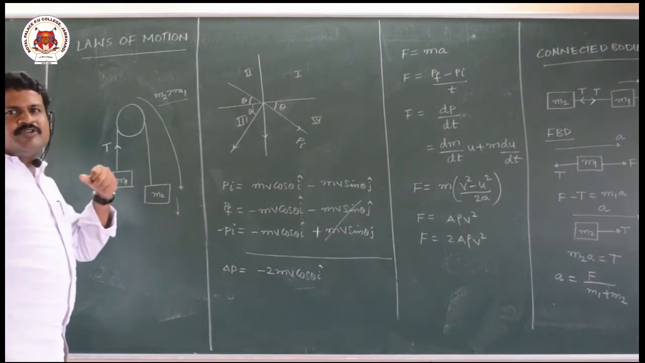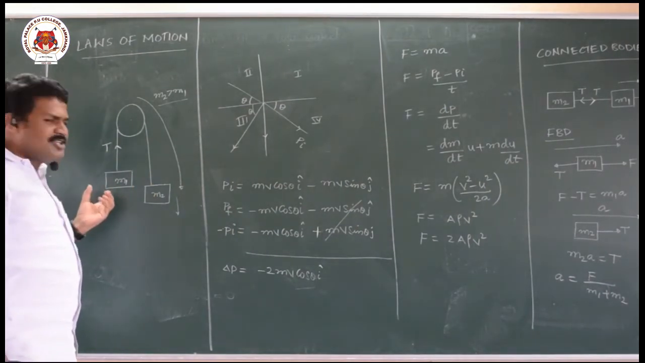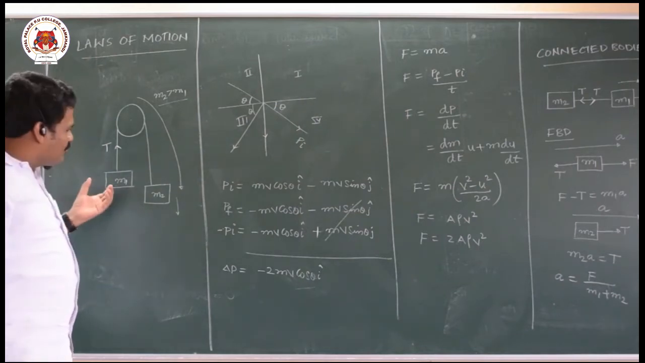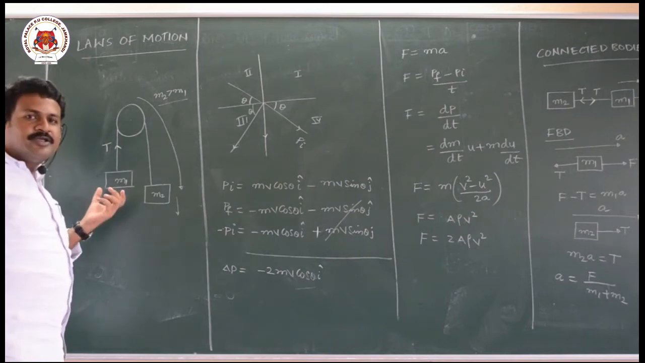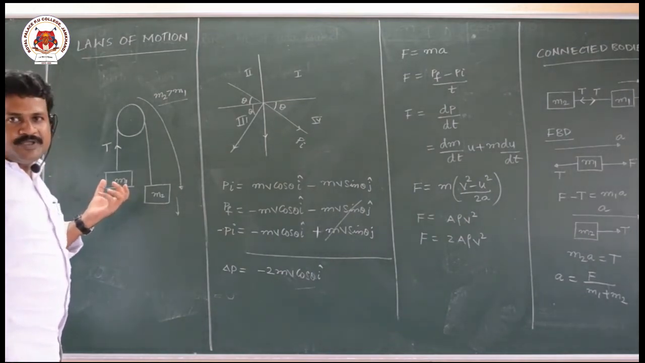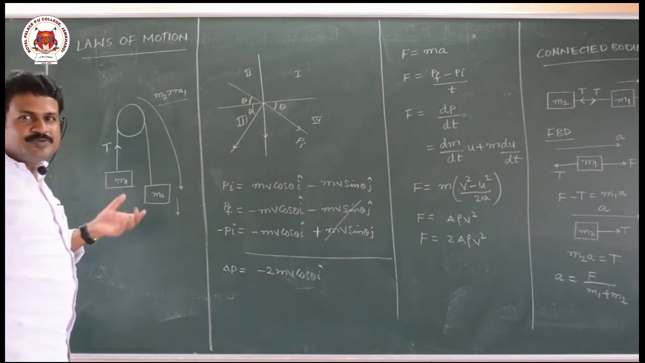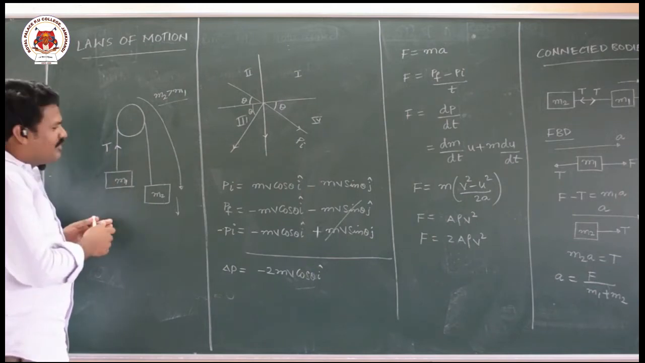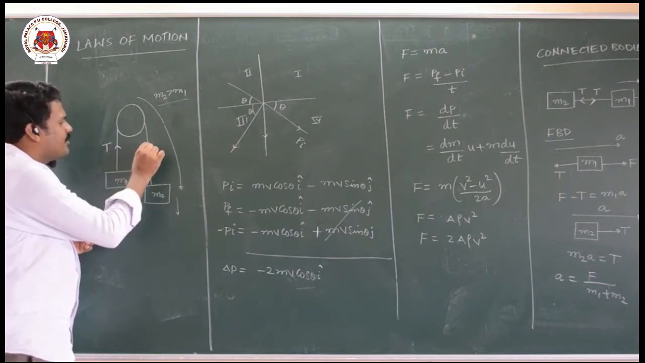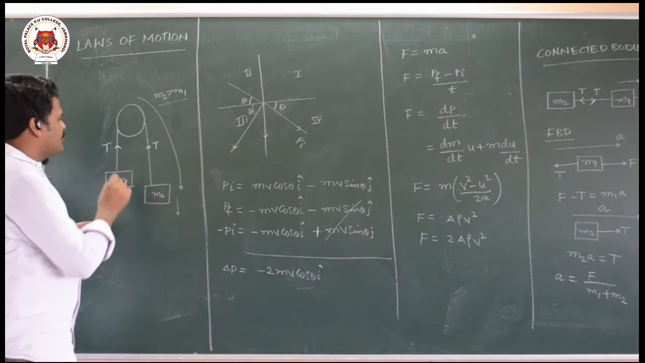For that reason only we apply force. A body at rest wants to stay at rest only, so to make it move we have to apply force. Force is proportional to mass. If mass is more, the force required is more, inertia is more. So this body says I will not move. For that reason it applies force on m2. So this is the condition.